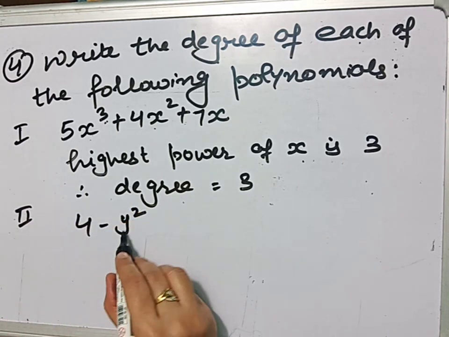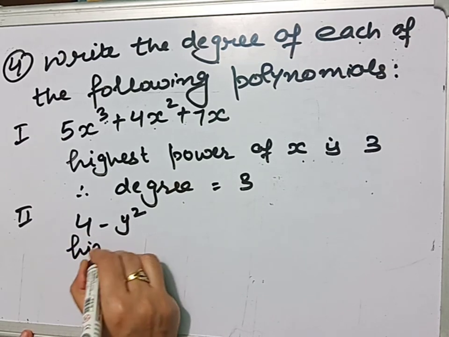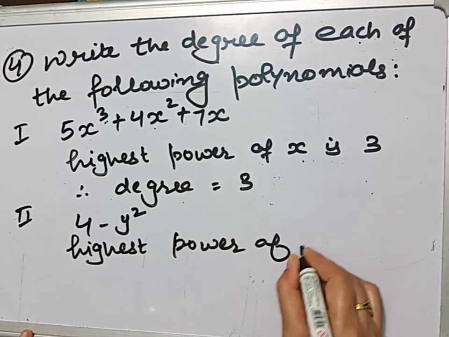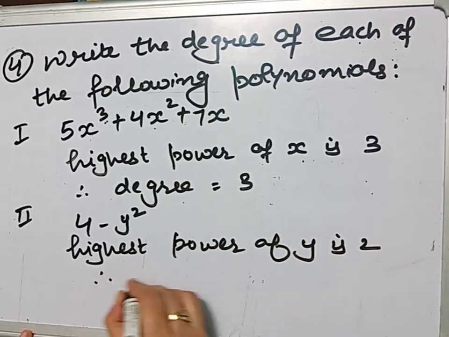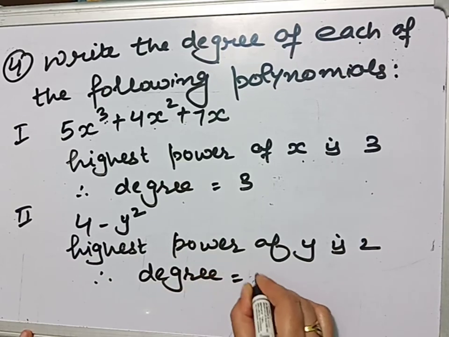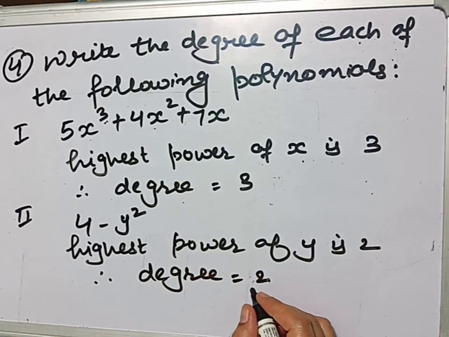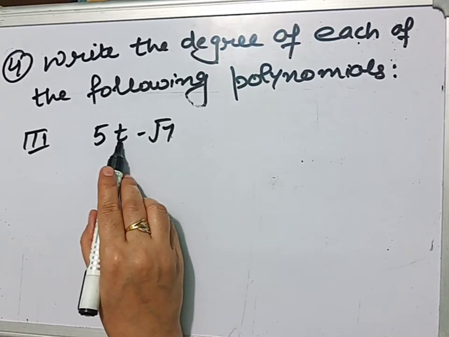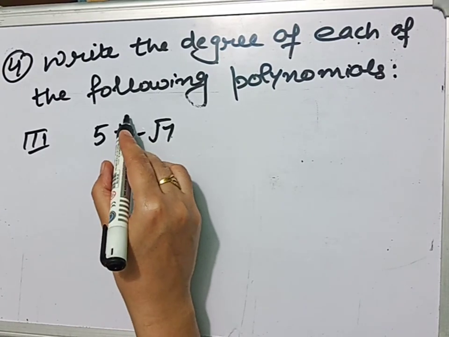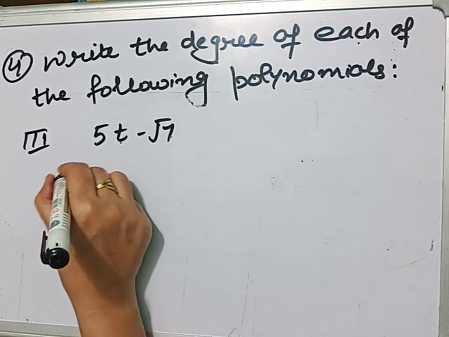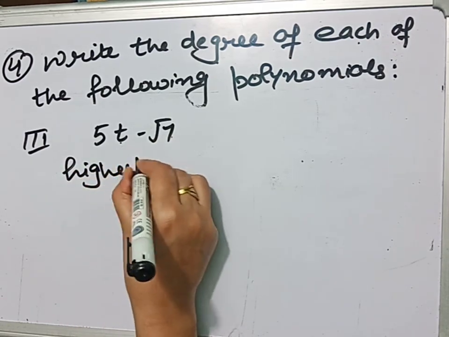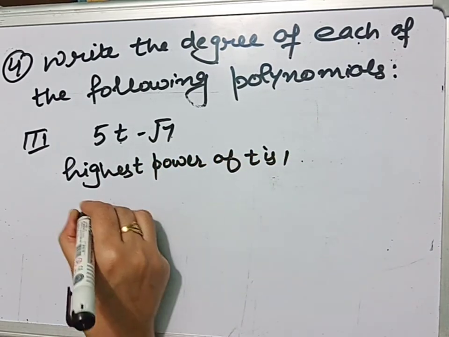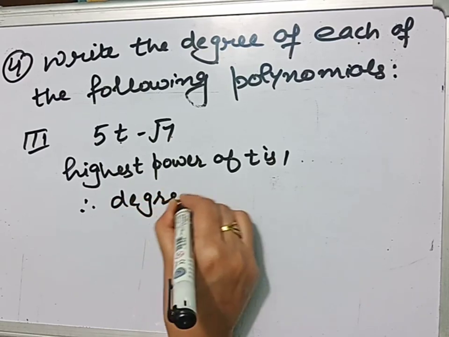Now second part is 4 minus y square. Variable is y and degree is 2. Highest power of y is 2. Therefore, degree is 2. Third part is 5t minus root 7. Here variable is t and degree of t is 1. Highest power of t is 1. Therefore, degree is equal to 1.